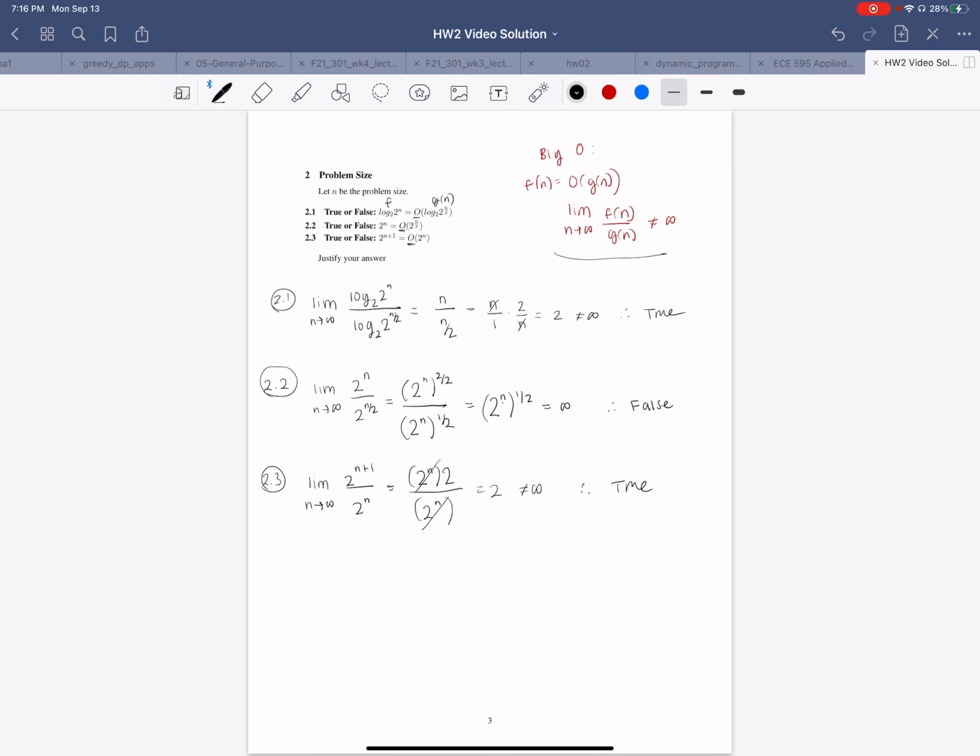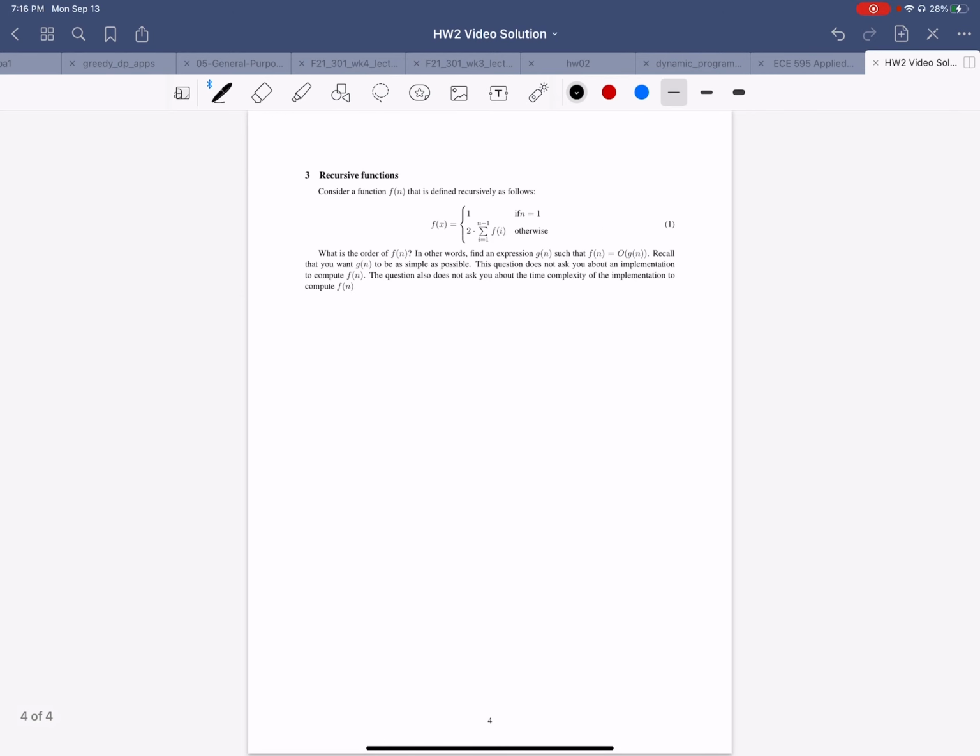Moving on to problem 3. What do we have? Okay, so we're going to consider this function that is defined recursively. And then we're going to find an expression, g of n, such that f of n is equal to big O of g of n. And if we put that into words like I had put on the previous slide, we can say that we are trying to find a g of n such that f of n grows no faster than g of n.